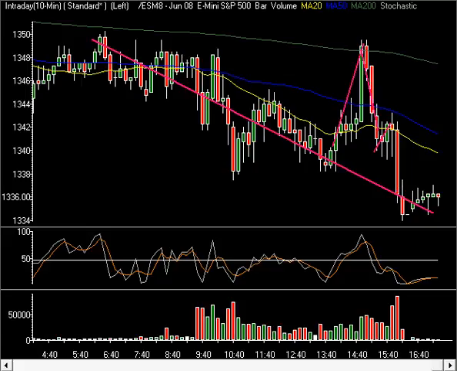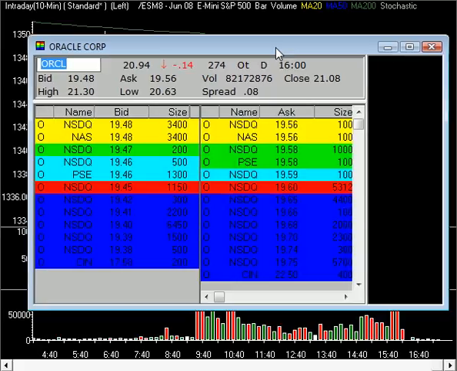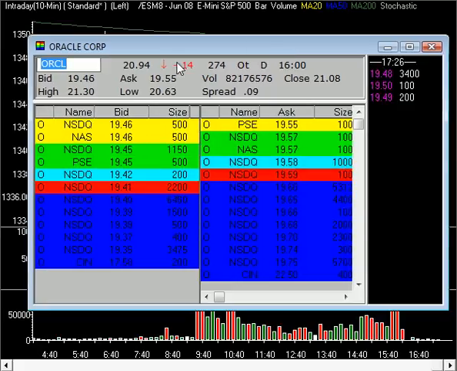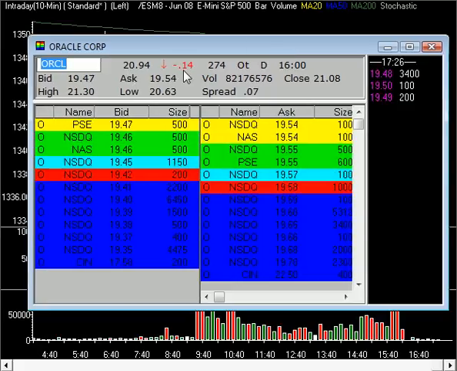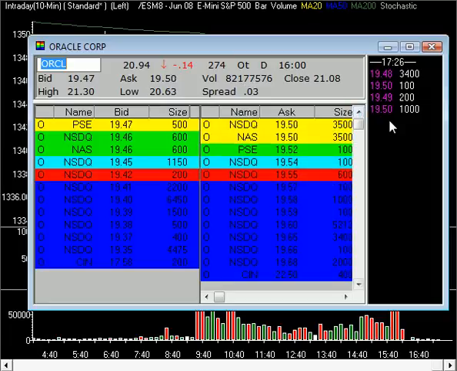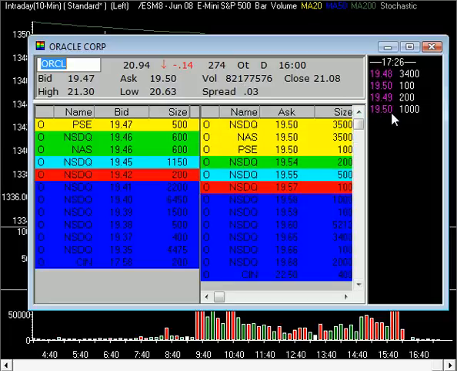So I'm going to bring in the level 2 here on ORCL, which is the stock symbol for Oracle. And you can see that Oracle closed here at $20.94, down 14 cents, and is trading down to $19.50. So you are trading down about $1.50 on Oracle after hours on earnings, and that's not a great thing.